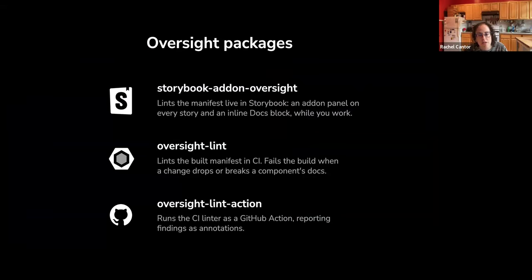There are three packages to the Oversight family. We have the add-on, which links the manifest live while you work. It's a panel on the add-on drawer and a block at the bottom of the docs page. Oversight lint is the CLI. It lints the built manifest and fails the build when a change drops a component's docs. And finally, the oversight lint action, which wraps that CLI as a GitHub action and reports findings on each pull request. And the same rules are in all three. So what you might see in the add-on panel is what blocks the merge, etc.